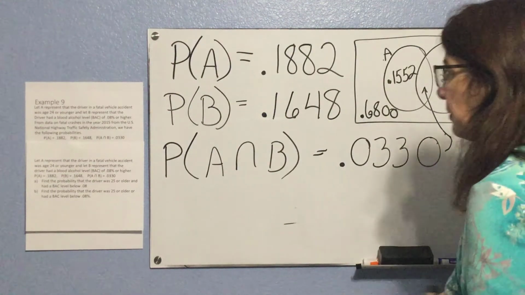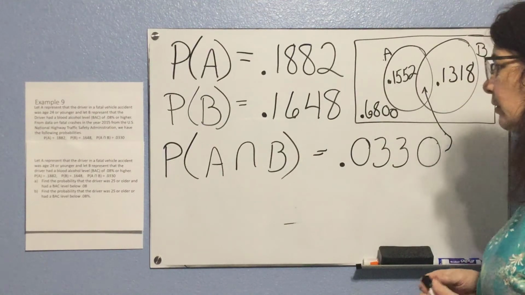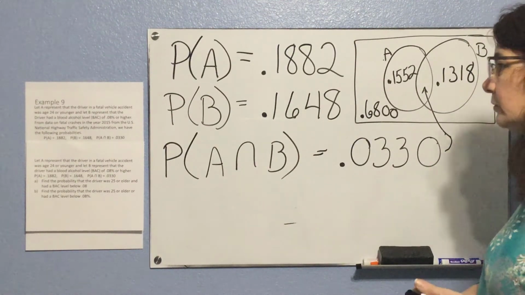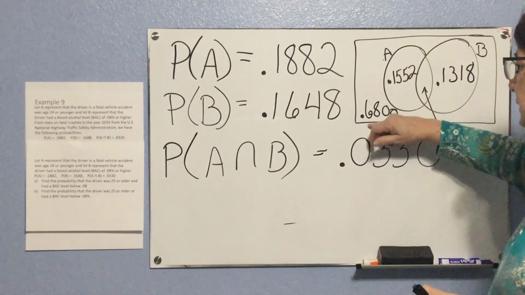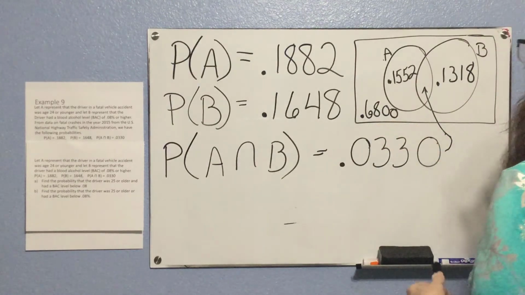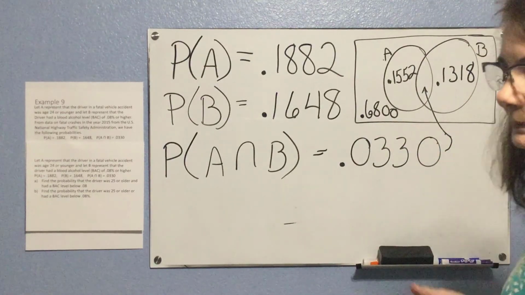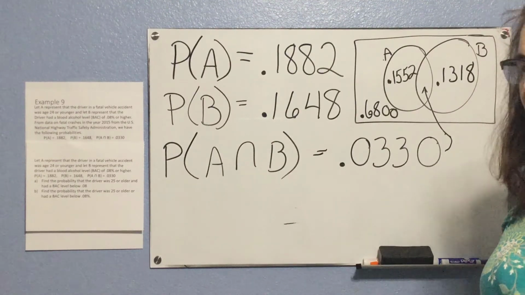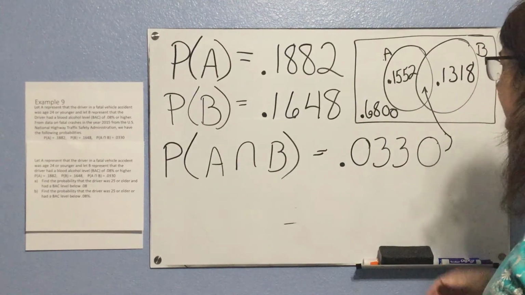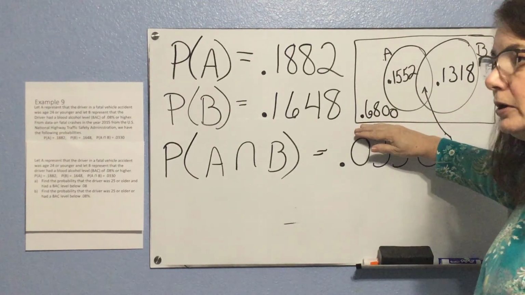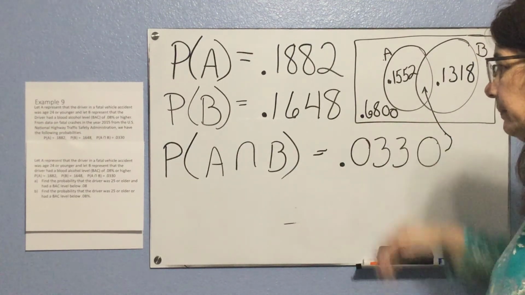Okay, so the probability that the driver in a fatal crash was 25 or older and was not legally drunk is 0.6800. So even though we talk a lot about young drunk drivers causing a lot of accidents, almost 70% of them still are caused by people who don't fit that profile.